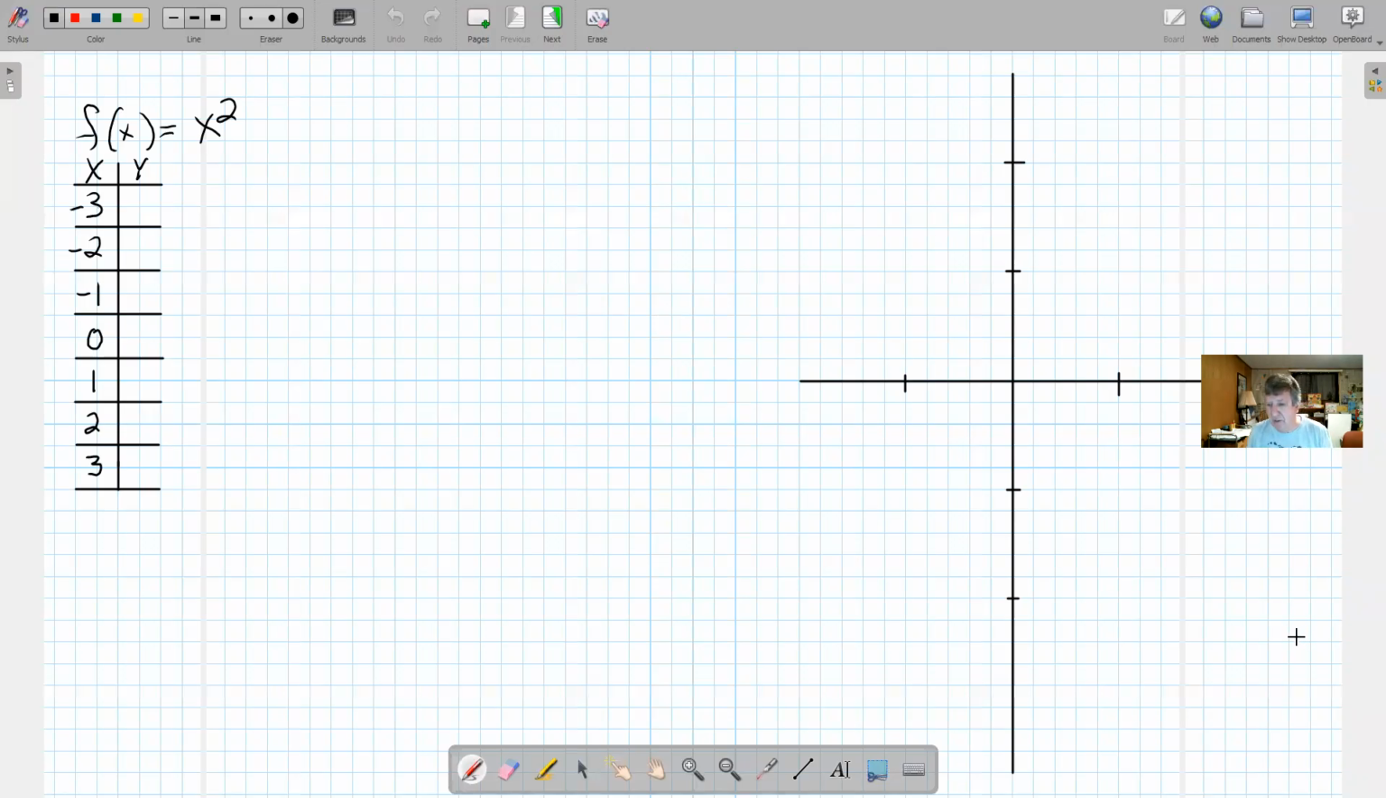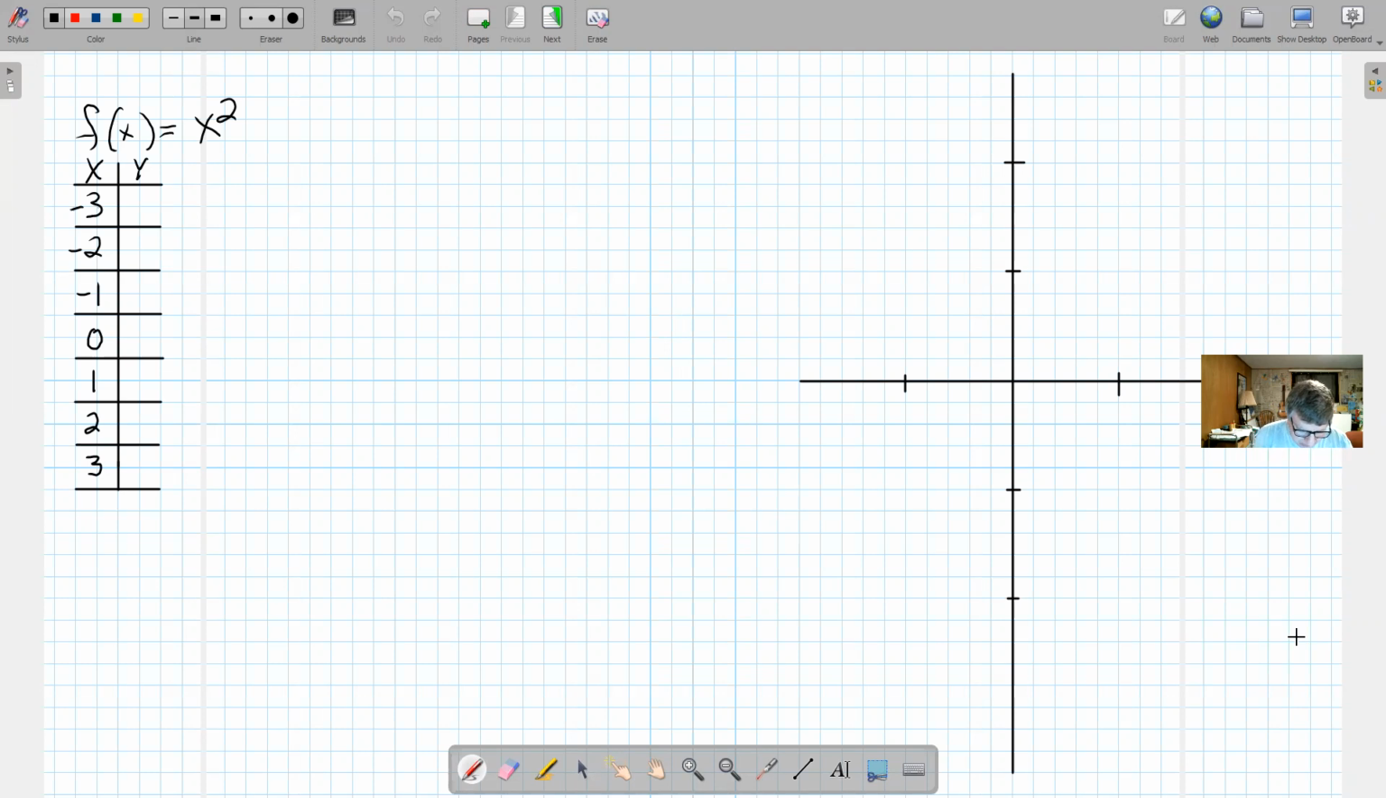And we have the graphing screen. So let's take a look here. We have the equation, which is also a function, f of x equals x squared. We're going to graph this. We've got a table there. We'll find some values and plug them in and form the graph.